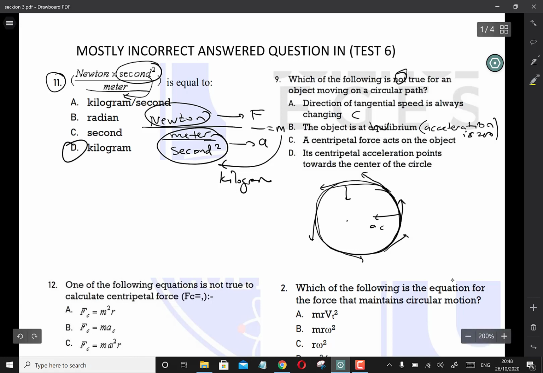Incorrect, wrong. A centripetal force acts on the object, correct. A centripetal force always changes the direction of the object towards the center of the circle. This is also correct. Its centripetal acceleration points towards the center of the circle. This is also correct because centripetal acceleration is always towards the center of the circle. So the incorrect one is B. It is not equilibrium because acceleration is not 0.